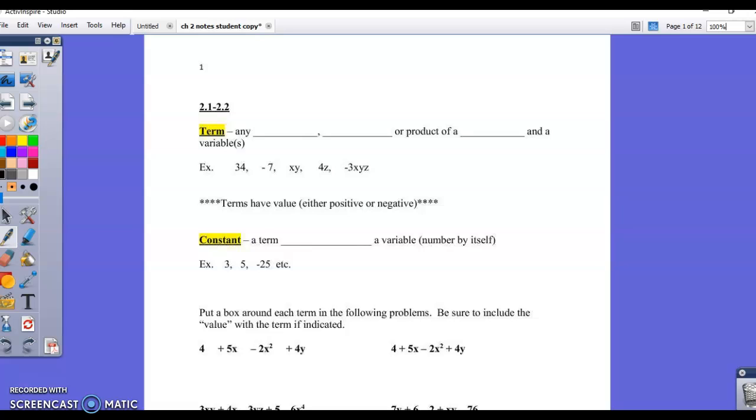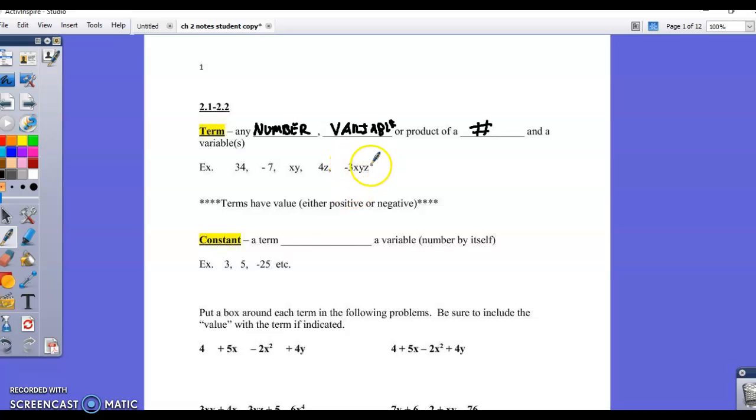First of all, what is a term? A term is any number, variable, or a product of a number and a variable or multiple variables. So if we look at this, here's some examples of what a term is. 34, -7. X and Y, it's a variable, but they're being multiplied together, so that is a product of a number or a variable. Z would be considered a term.